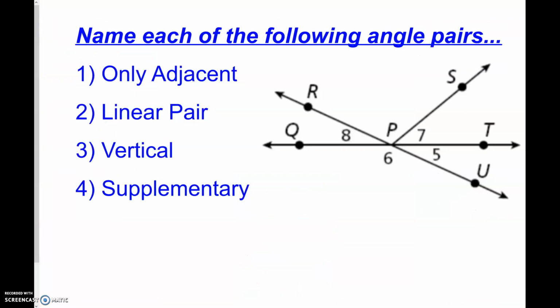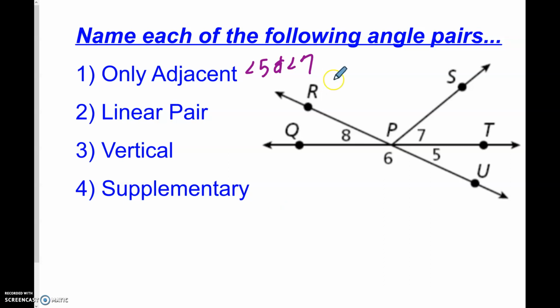All right, name only a pair of angles that are adjacent. So if you look at angles 5 and 7, they are adjacent. Angle 5 and angle 7 are adjacent. So when they mean only adjacent, if you said 8 and 6, 8 and 6 are adjacent, but are they also supplementary and a linear pair? That's why they don't want that for number 1. They just want pairs that are adjacent.